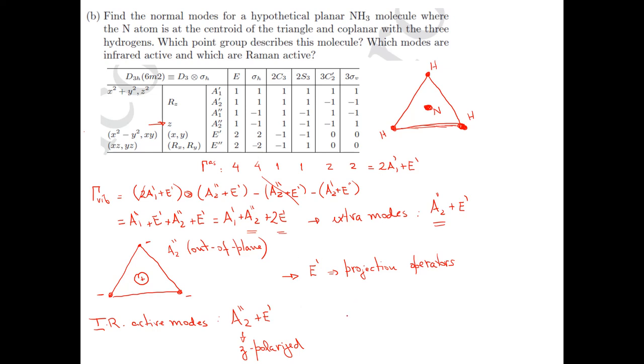So for this hypothetical molecule, the final result is that I have 1 A1 prime mode silent under infrared. We're not discussing Raman yet. A2 double prime infrared active along z, and 2 E prime modes infrared active along xy polarization. Okay, very good. So this is the end of this exercise, and this is the end of this lecture, and see you next time. Thank you.